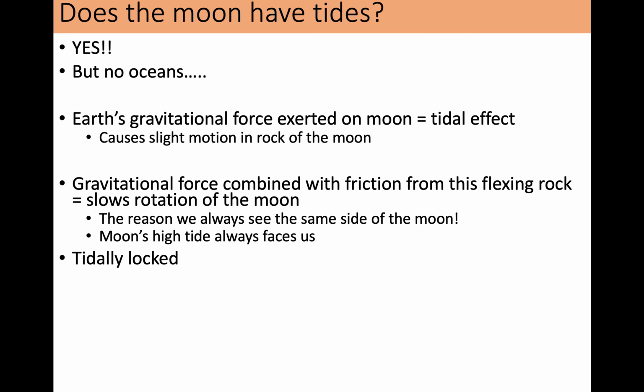So the reason we always see the same side of the moon is the moon's high tide always faces us. The same way that our ocean bulges and the high tide bulge is always in alignment with the moon, the moon's high tide is always facing us. So this is considered to be a tidally locked system. If you have ever heard tidally locked, that is just like the Earth and the moon, where the high tides caused by each other are always going to be in alignment together. So we always see the same side of the moon. We always see the high tide side of the moon.